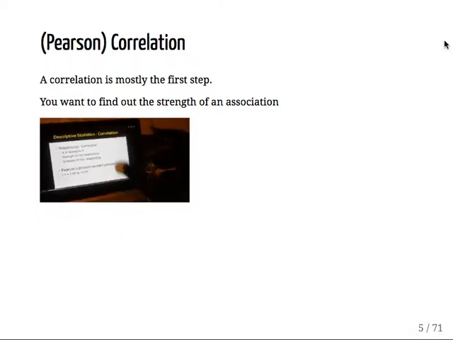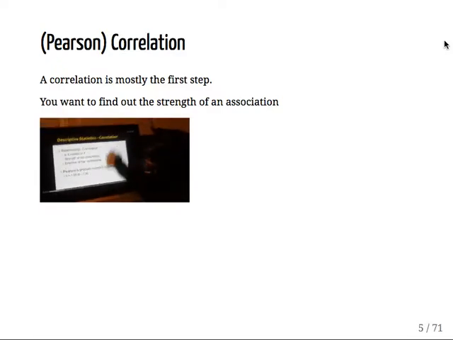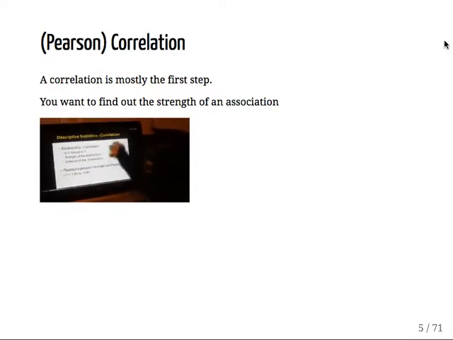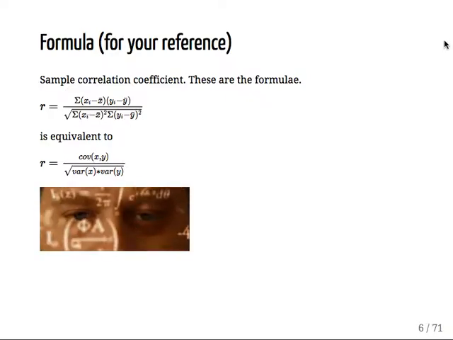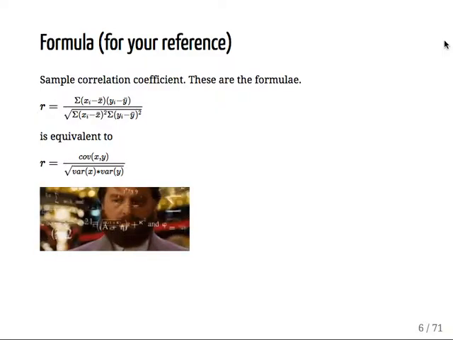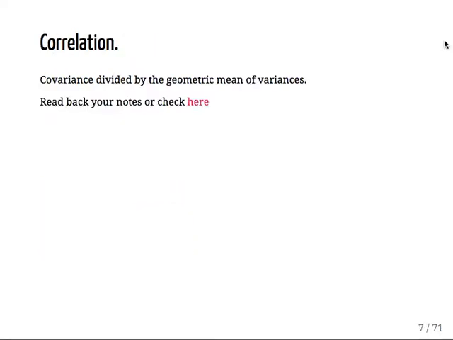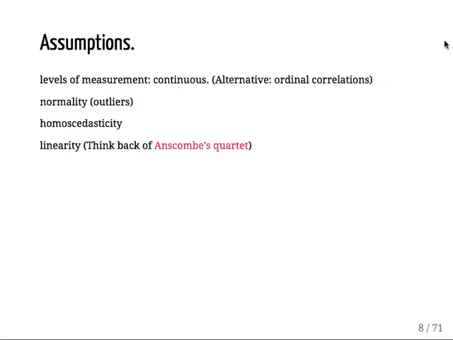So now back to the meat, so to speak. We're going to talk about Pearson correlation. A correlation is mostly the first step. You want to find out the strength of an association between two continuous variables. So again, some of these formulas I have to give you for your reference. These are from your undergraduate, the sample correlation coefficient. You might remember that it translates to the covariance divided by the geometric mean of the variances. Yes? You can read back to your notes, or I've put in a link if you want to read more about the formula behind the Pearson correlation coefficient and what it's all about.